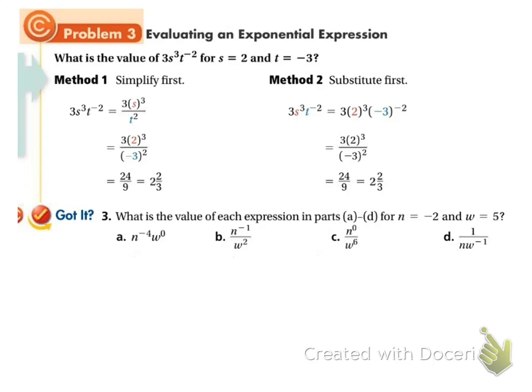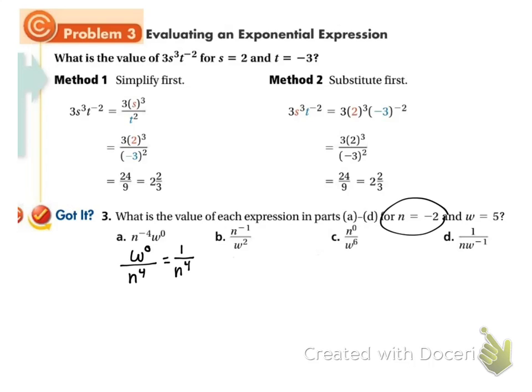Okay, let's look at a here. The n to the negative 4 is what needs to move. So we'll keep w to the 0 on top. We get n to the positive 4th. But w to the 0, anything to the 0 is just 1, right? So this turns into 1 over n to the 4th.